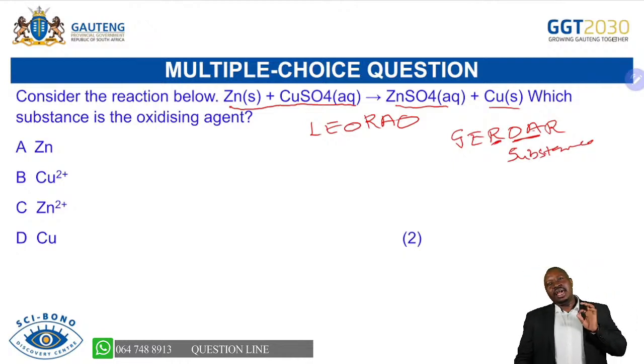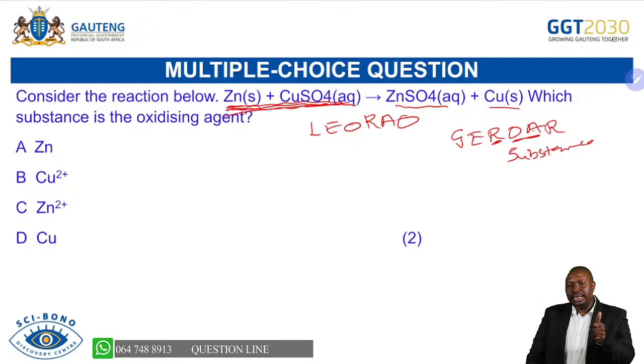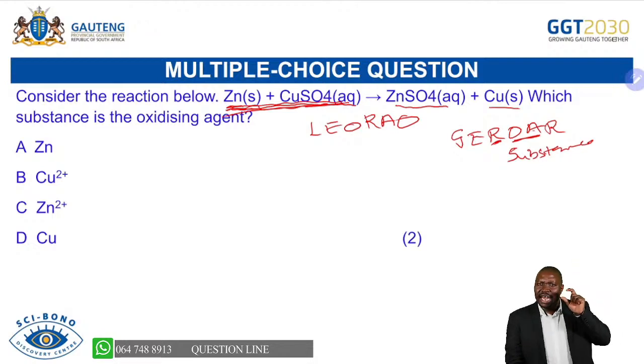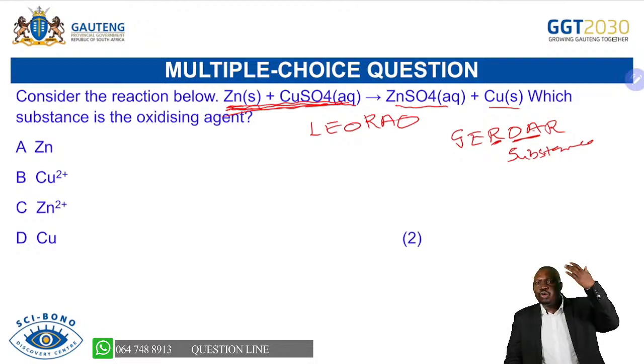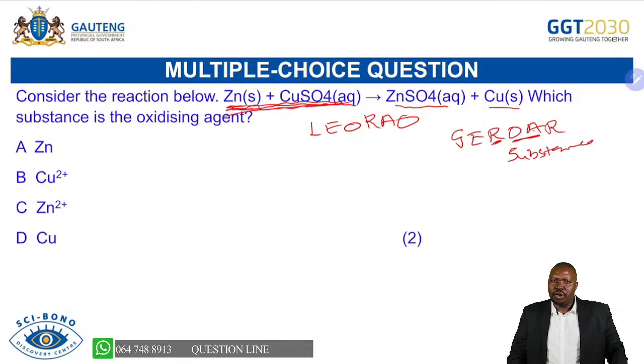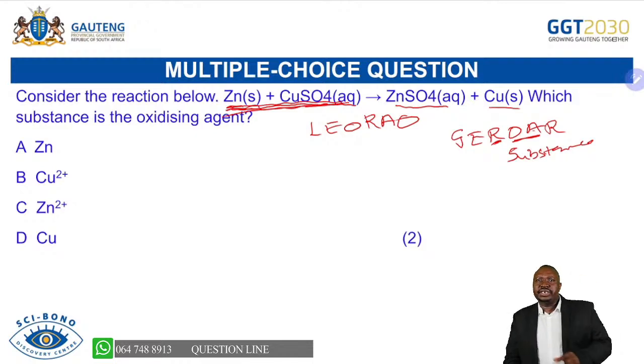And the other tool that you must know: the agents are always on the left of the reaction. On the left of the reaction, we have a strong reducing agent and a strong oxidizing agent. You must understand that at all times. So when you're looking for a reducing agent and oxidizing agent, you will go to the left of this overall reaction, because the reaction is always between a stronger reducing agent and a stronger oxidizing agent.